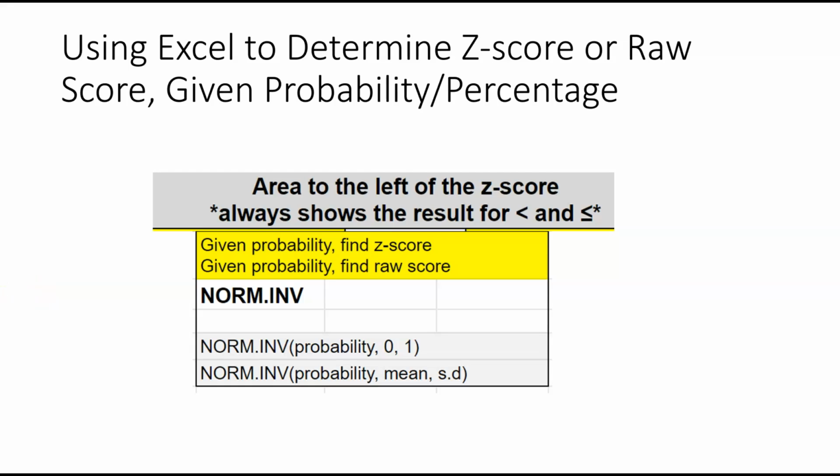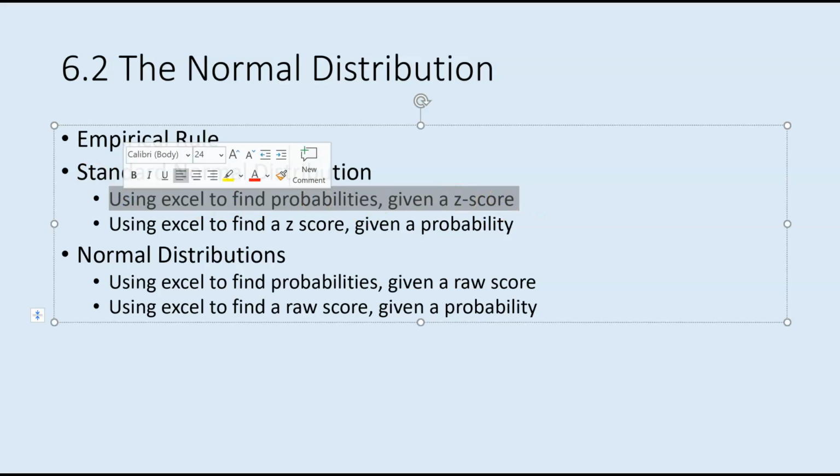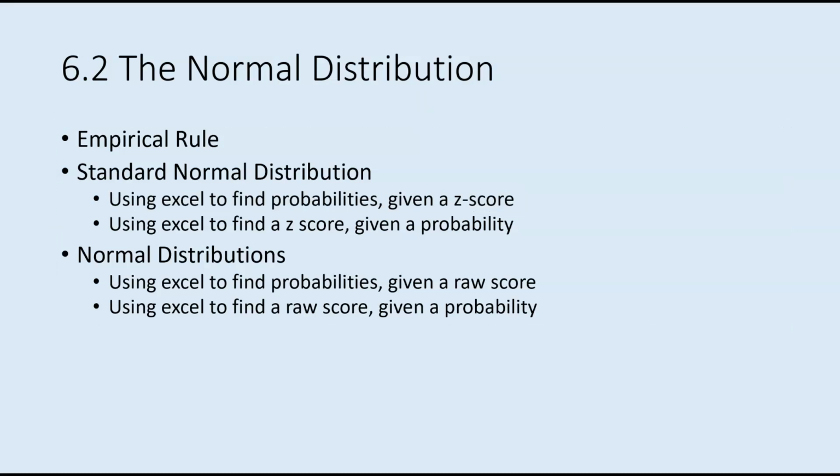All right, we're going to continue section 6.2. Previously, we used Excel to find probabilities. Now we're going to continue on and use Excel to find a z-score.